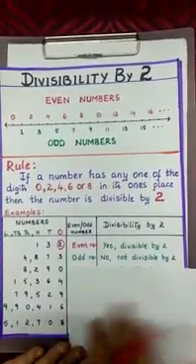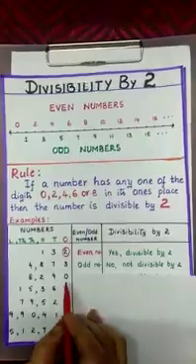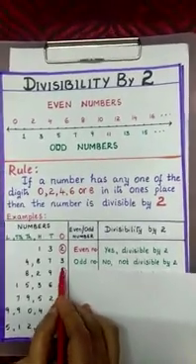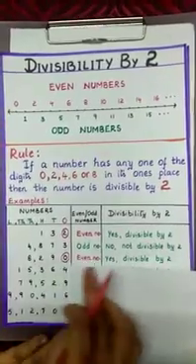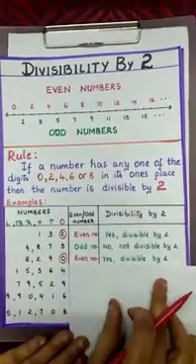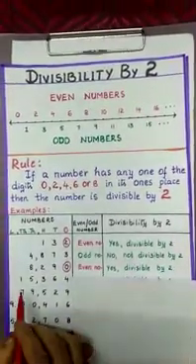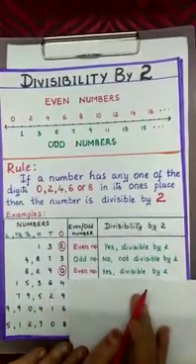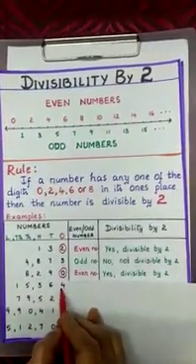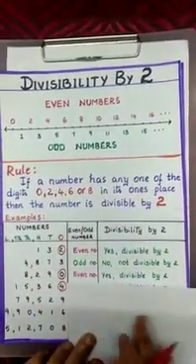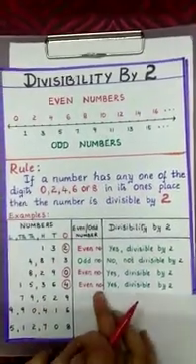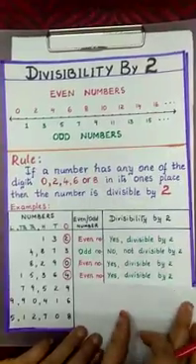Next number, 8290. What is the digit in the ones place? 0. 0 we have in this even number list. So the full number is an even number which is divisible by 2. Next number, 15364. Now observe the digit in the ones place, which is 4. 4 we have in the list of even numbers. So the full number is an even number which is divisible by 2.